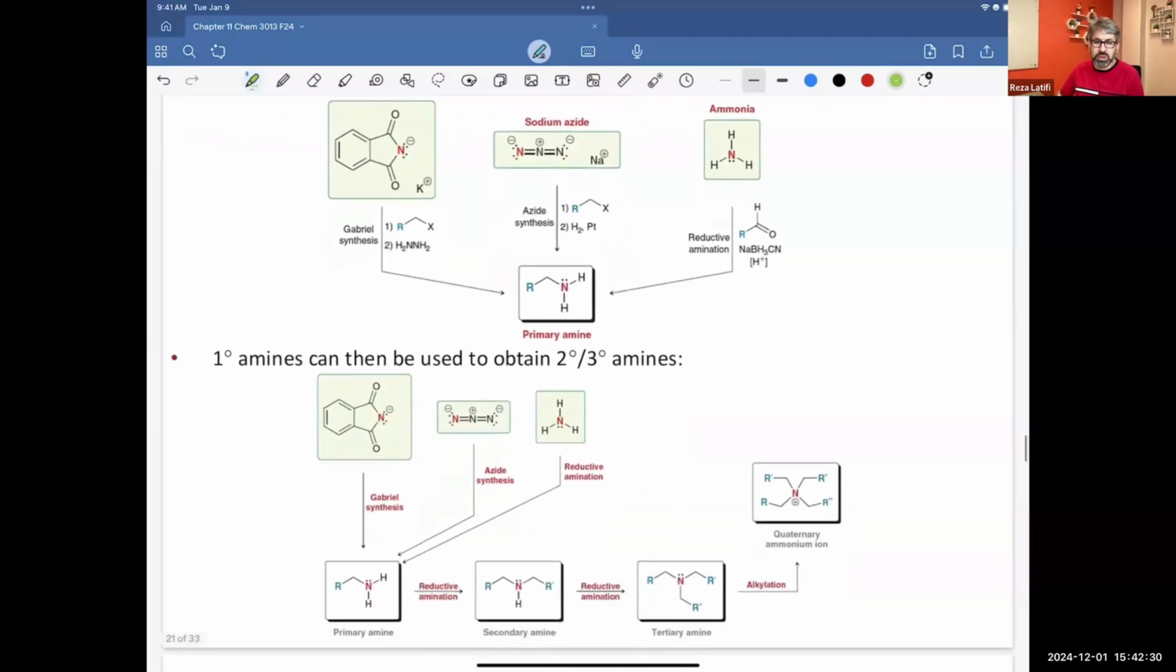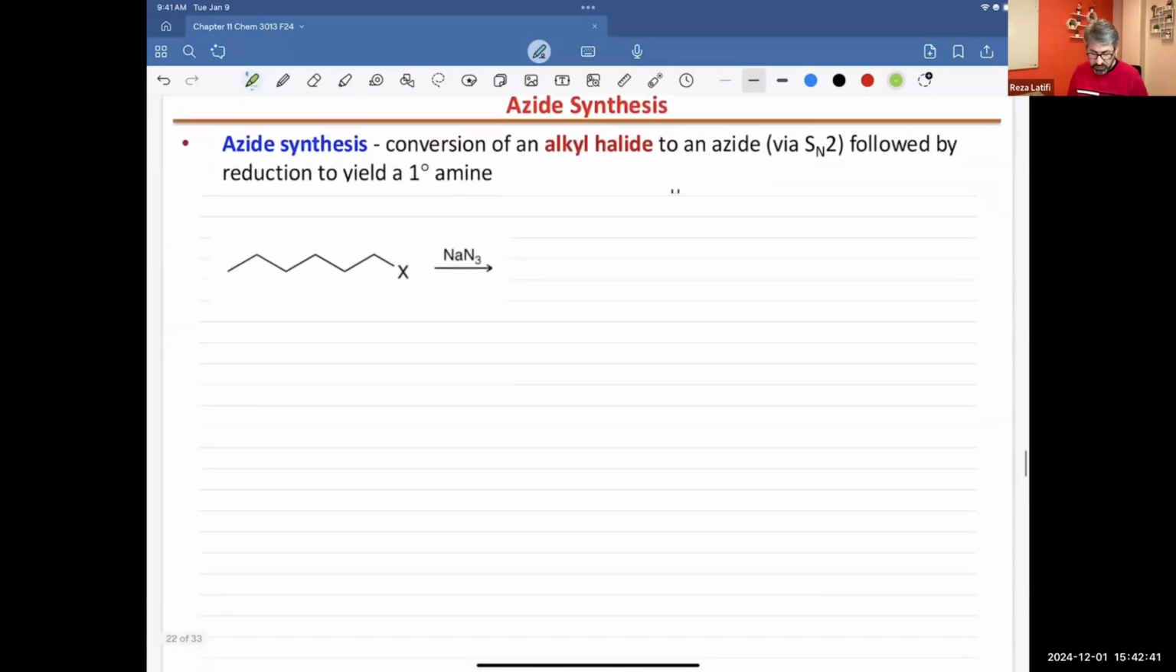And the primary amine, now you can use as a substrate and get it involved in any of these reactions to produce secondary or tertiary amines. I'm going to practice some of them for you. The first one is going to be the azide, sodium azide, and this is going to be the reaction. So we have X as the leaving group.